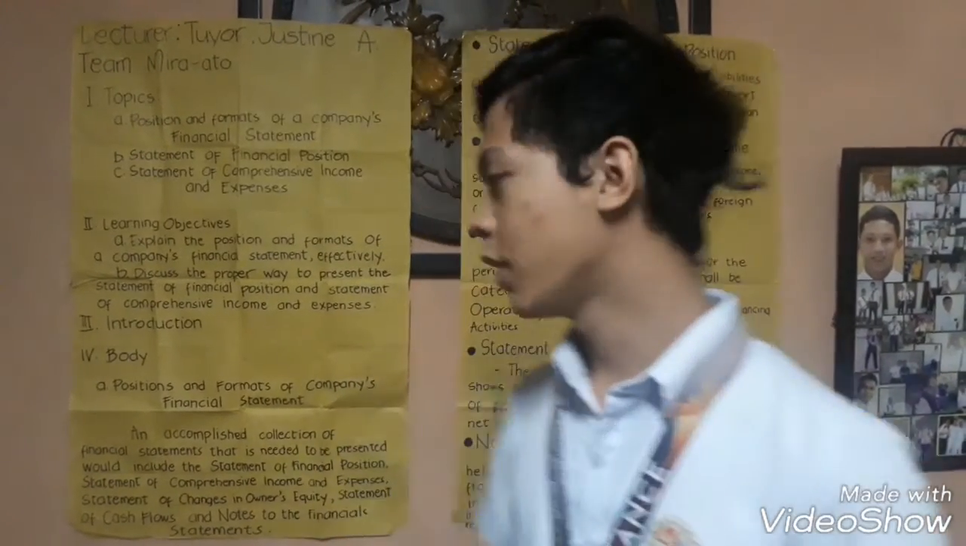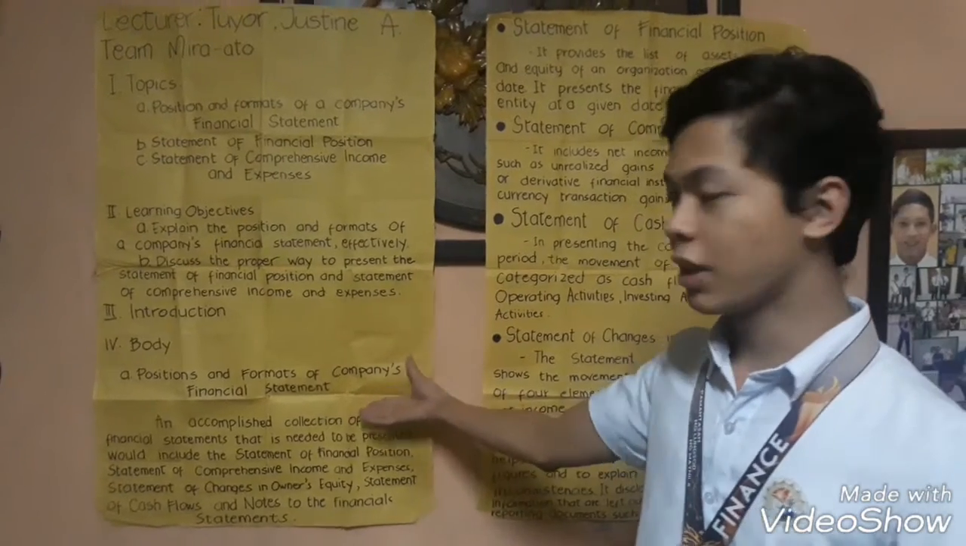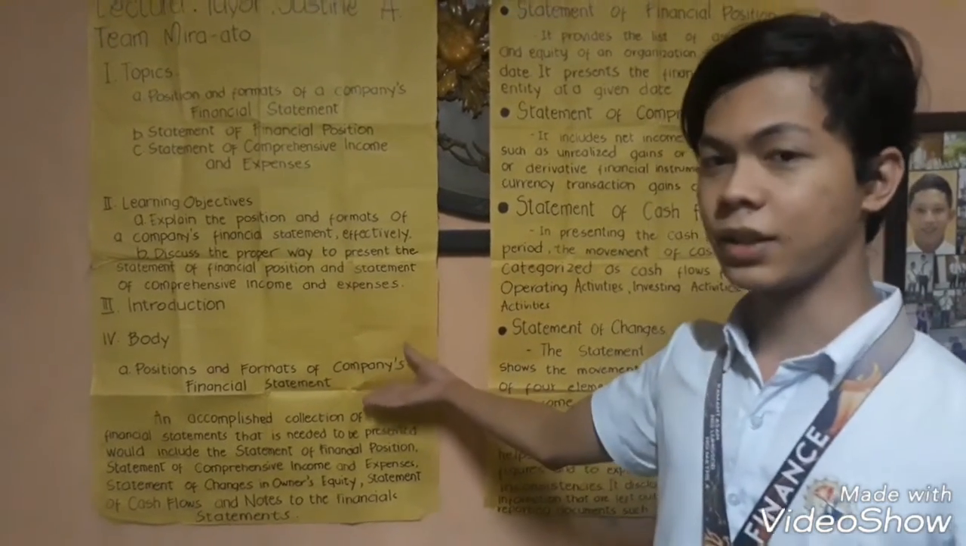The financial statement determines whether a company can pay its loans, or if it has the cash flow to meet the company's bills and/or purchase stocks. It also tells us where the company is generating cash or where the cash goes. Now let's move on to the first topic, which is the position and format of a company's financial statement.